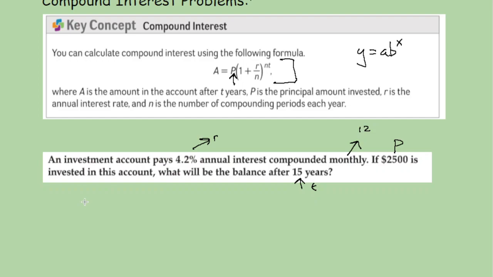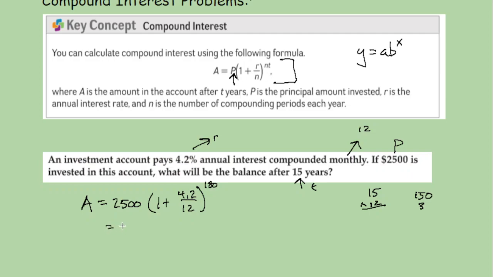So the way we would figure this out is we would say A is equal to P. Well, my principal is 2,500. And then you are multiplying it by 1 plus, well, my R is 4.2 divided by 12, okay, because N is 12, right? And then it's 12 times T, which is 15. So you've got 15 times 12. Well, 15 times 10 is 150, and then 15 times 2 is 30, so it's 180. So it's to the 180th power.